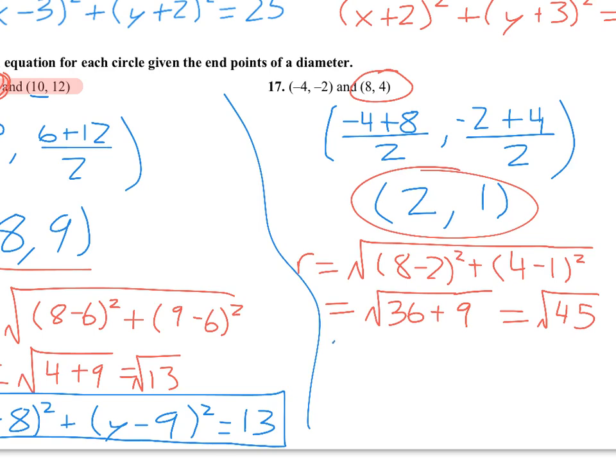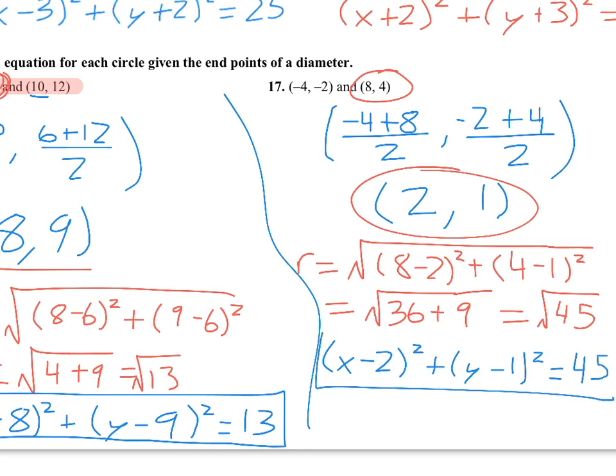Okay, so the last equation is x minus 2 squared plus y minus 1 squared equals, then we're going to take the rad 45 and square that. Okay, that's all for 9.3.